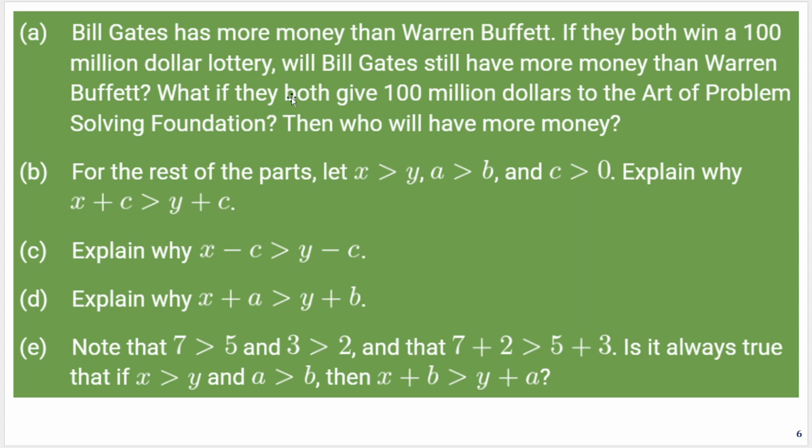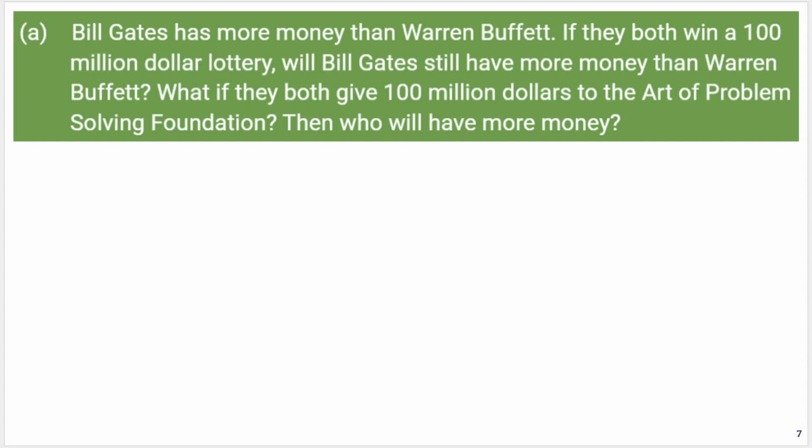Okay, let's start from the first one. If they both win the lottery, both of them have the same increase in the amount of money that they have, right? So the difference between the amount of money each has will stay the same. Specifically, Gates will still have more money than Buffett, right?